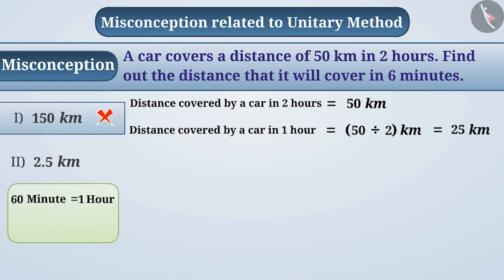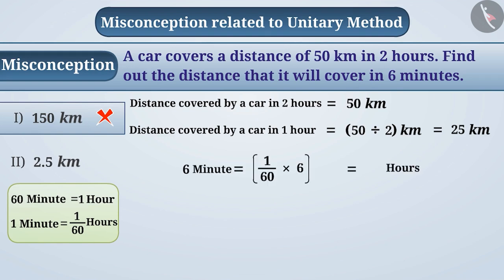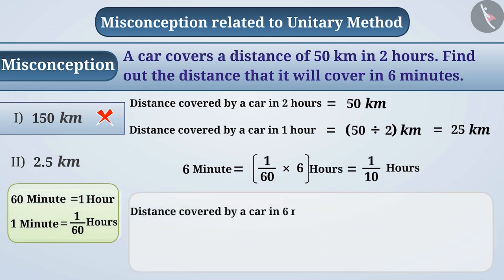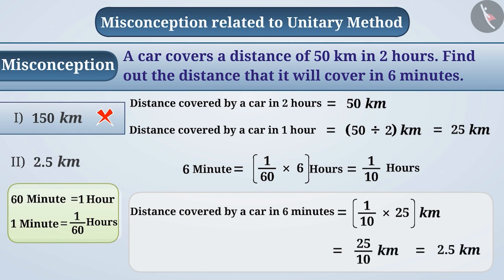Since 60 minutes is equal to 1 hour, therefore, 1 minute is equal to 1 by 60 hours. Similarly, 6 minutes is equal to 1 by 60 into 6, which is equal to 1 by 10 hours. The distance covered by a car in 6 minutes is equal to 1 by 10 into 25, which is equal to 25 by 10, which is equal to 2.5 kilometers. This results in the correct answer, which is option 2.